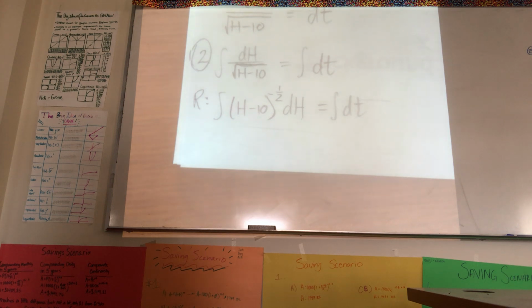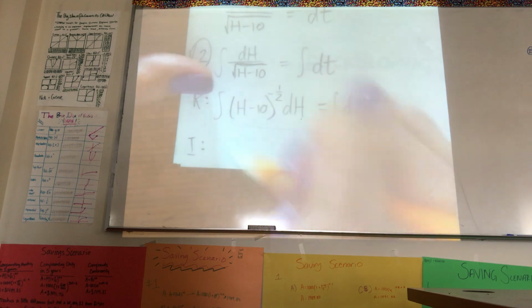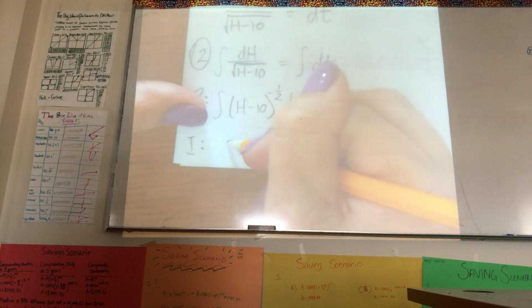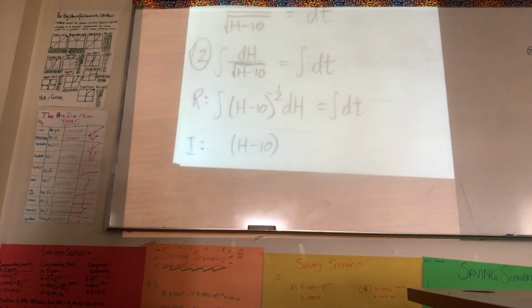Alright, now, after we rewrite, now we can actually integrate. So what's the integral of h minus 10 to the negative half? h minus 10. That's 2 and then. Don't you flip the thing? I am going to flip the thing. But what's my new exponent first? Tell me my exponent first. So 1/2, positive a half.